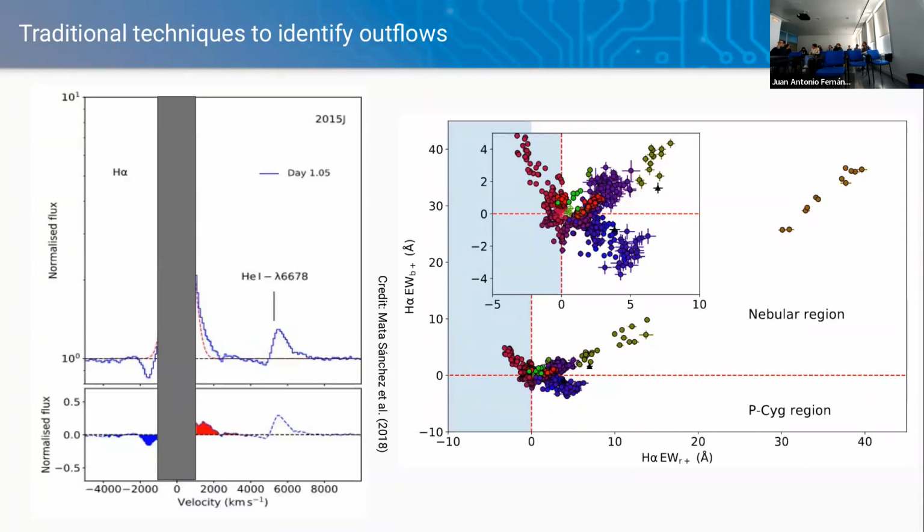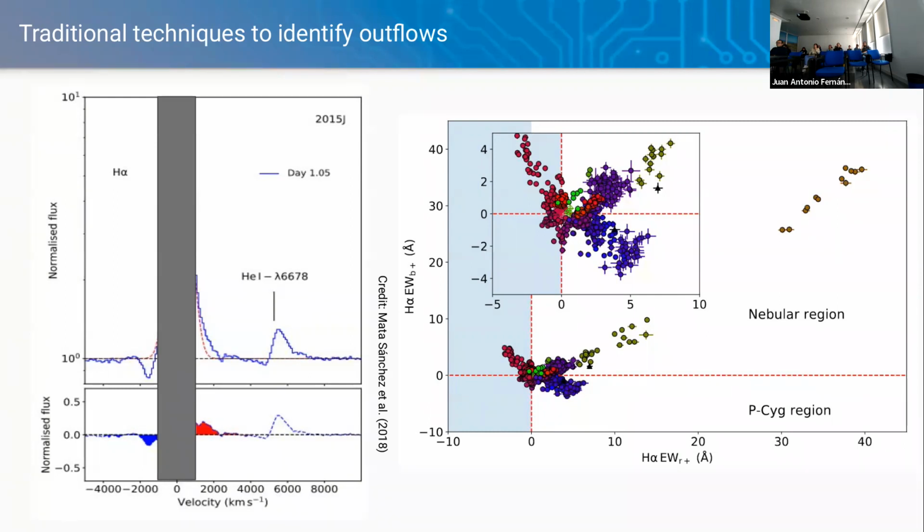Hi, thanks for the talk. Very instructive machine learning explanation. Actually, I'm going to ask crazy things. I'm looking at the H alpha equivalent width measurements there, which are for the wings, so this is only the residual of the line, correct?